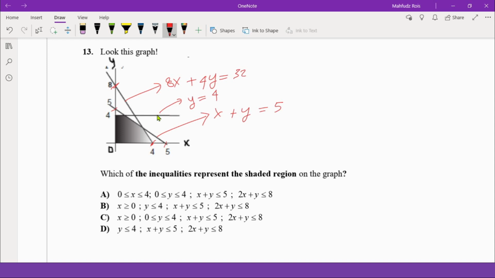And the next, of course, this line is the x-axis. You know that the x-axis is the line y equals 0, and the last, this one, x equals 0. So these are the equations.